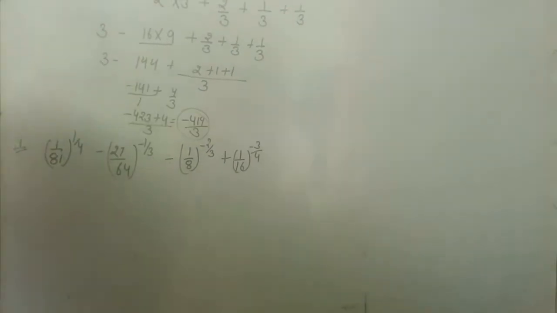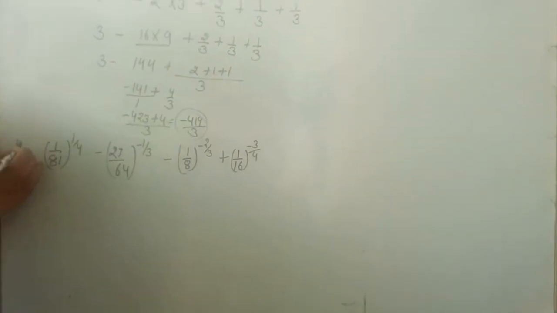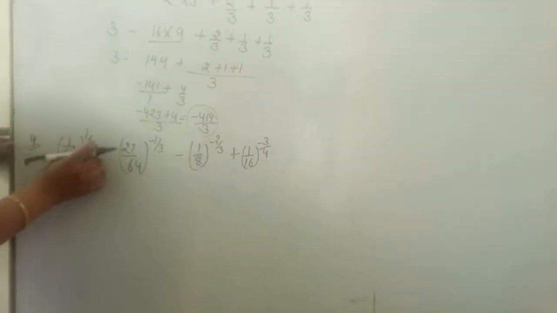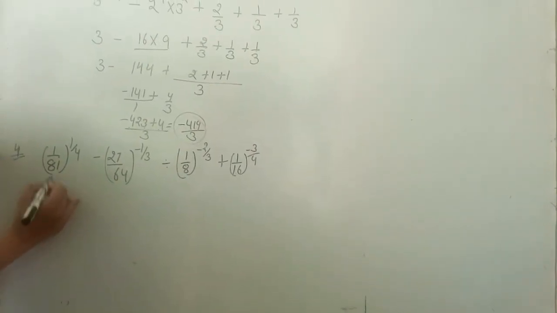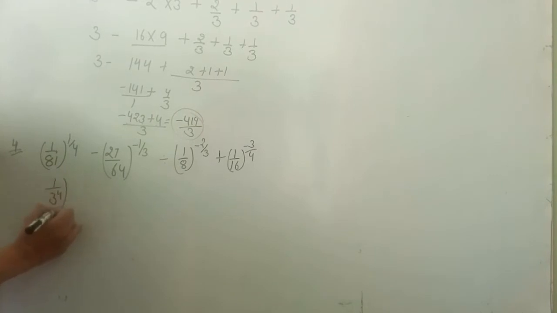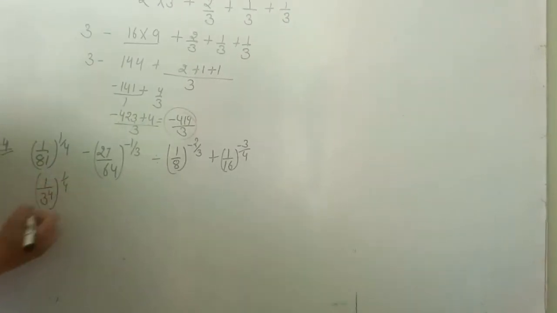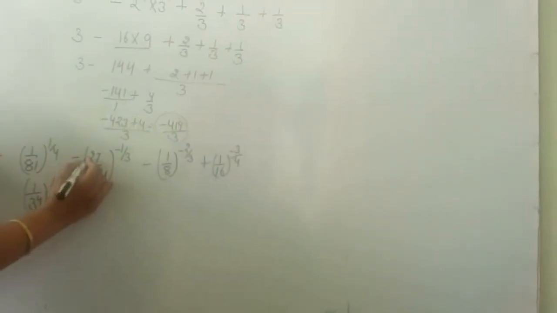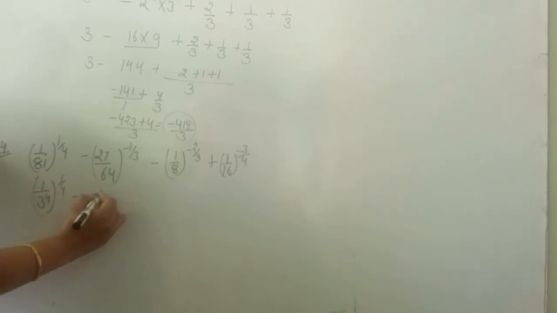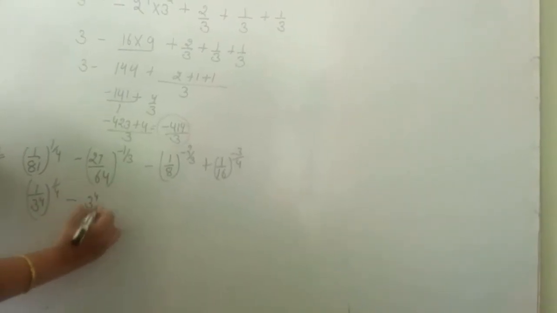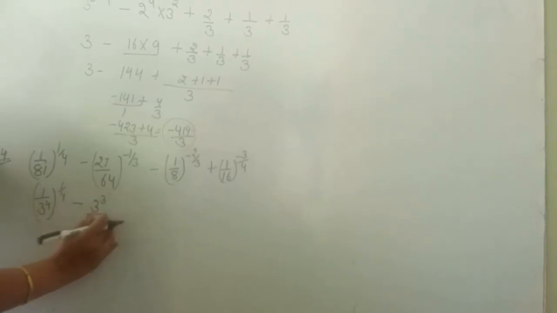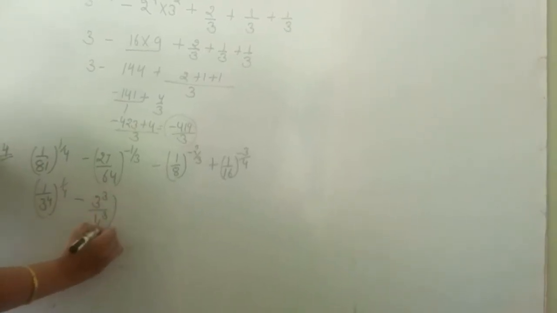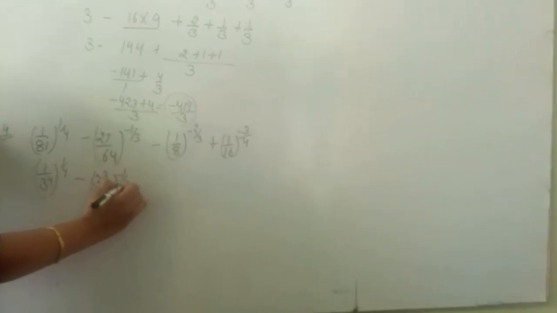The next question, question number 4. 1 by 81 raised to the power 1 by 4, then we write it 1 by 3 raised to the power 4 and raised to the power 1 by 4. Okay. Minus 27, 3 raised to the power 4 is 81, 64, 4 raised to the power 3, raised to the power 3 and 4 raised to the power 3 and complete raised to the power 1 by 3.